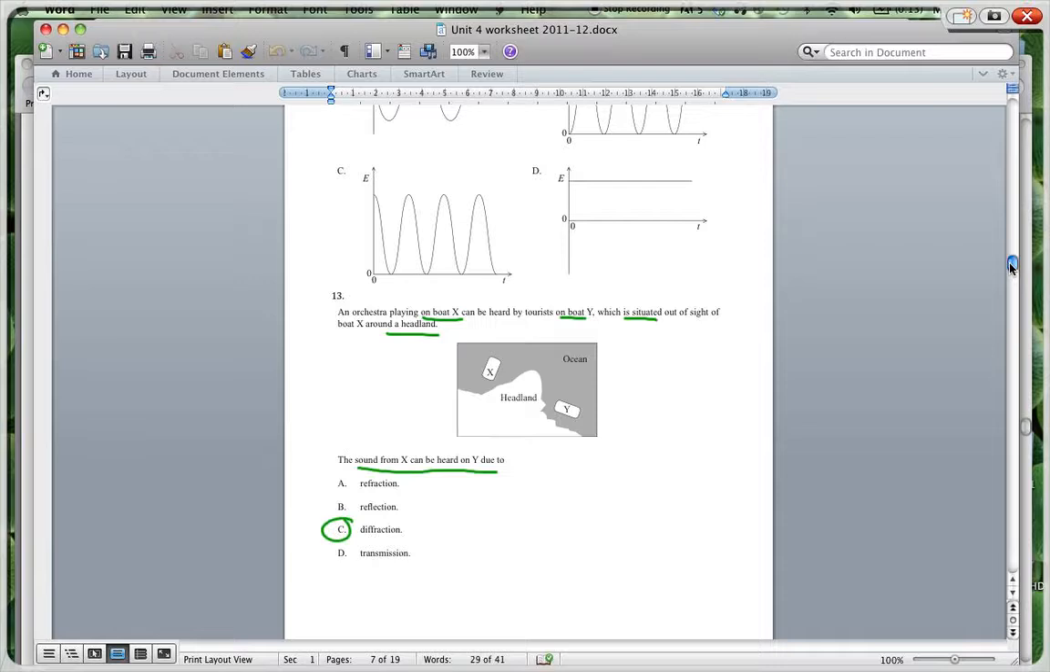So that is 13C. Now I think that is different from what it says on my solutions, which says it's D, transmission, but yeah, I would say that C is the correct answer. I'll check up on that answer to make sure that I got that right, but I would say that C would be the correct answer there.